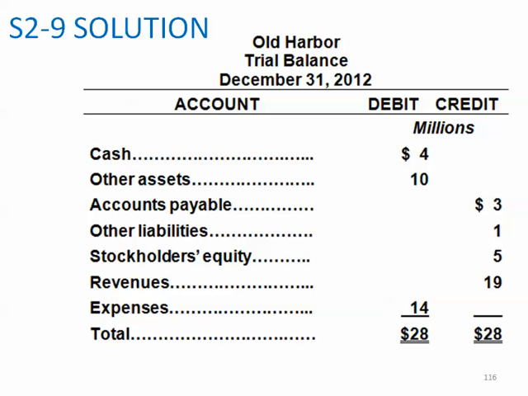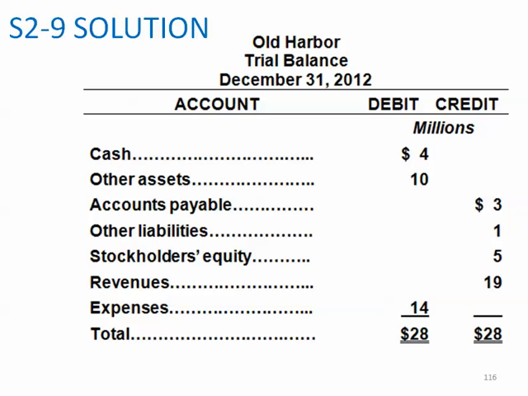So let's go. Cash has a debit balance. Its normal balance is a debit balance because cash is an asset and an asset is increased by a debit. Other assets are increased by debit, so they go in the debit column. Accounts payable is a liability. Liabilities have a normal credit balance, so they go in the credit column. Other liabilities, again, credit column.